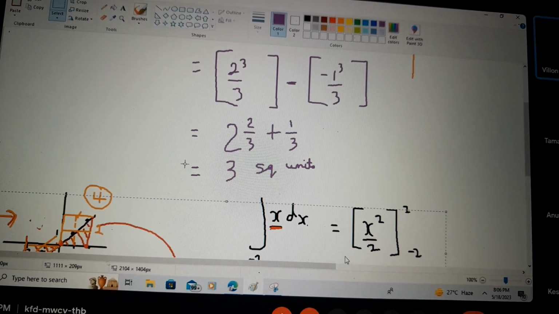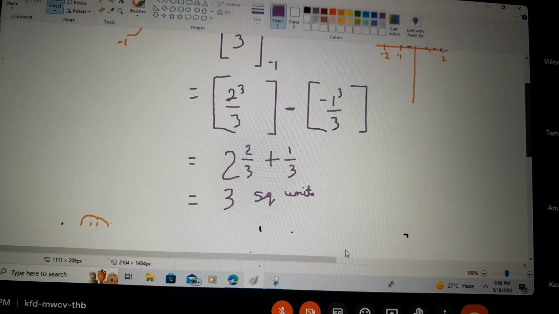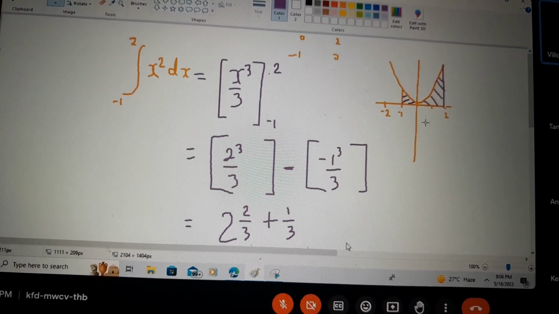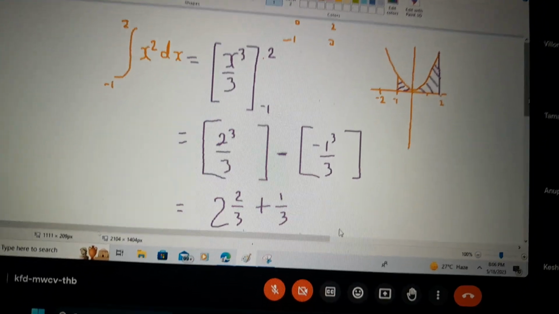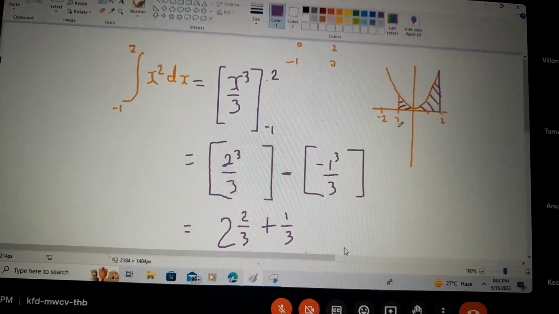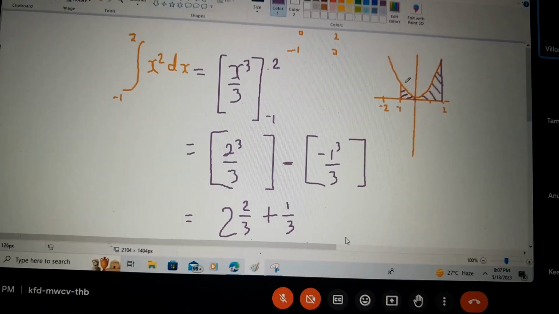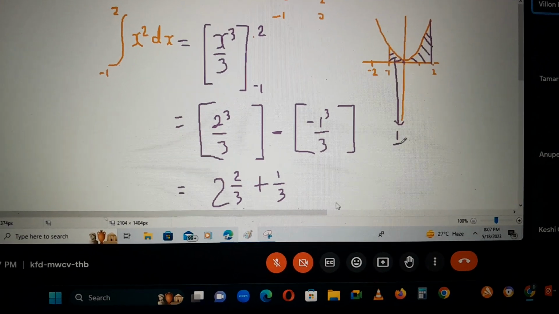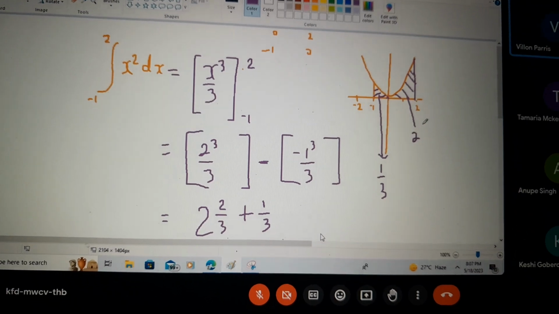Right. So are we good there? Yes, sir. Now tell me, if we had split it up, would we have gotten the same answer? What do you think? You sure? So what I want you to do, you can try it out and then add it. It's clear, this part here is the 1/3, and this part here is the 2 and 2/3.